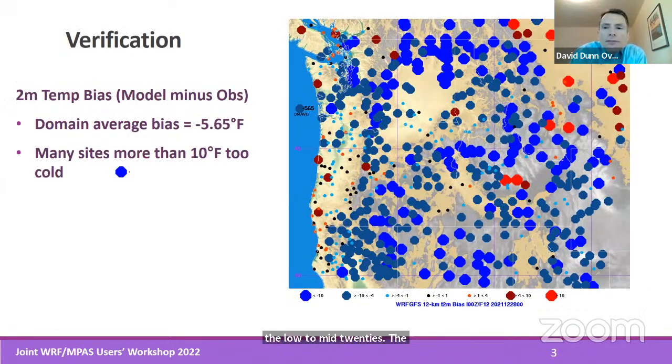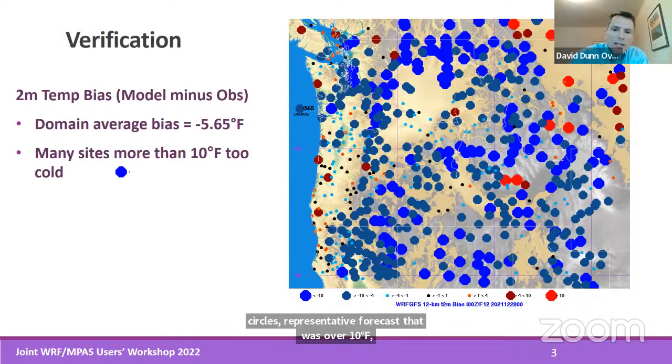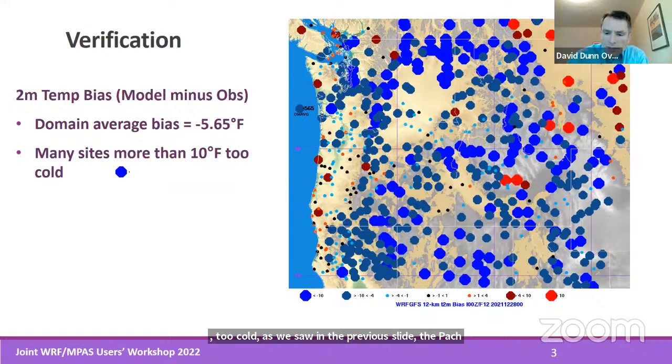The overall verification for this forecast is shown here with larger circles representing larger errors. The blues show model forecasts that are too cold, and the reds and browns show model forecasts that are too warm. Domain-wide, the 2-meter temperature bias, model minus observation, is minus 5.65 degrees Fahrenheit. As you can see, there are many sites with large blue circles representing a forecast that was over 10 degrees Fahrenheit too cold. As we saw in the previous slide, the Puget Sound region of Western Washington had several sites with temperatures forecast as low as 5 degrees. Puget Sound is up in that area.